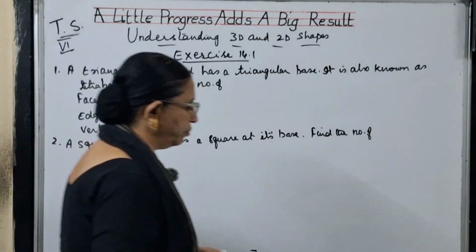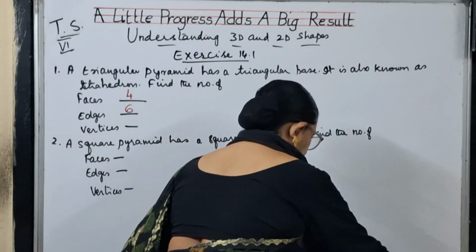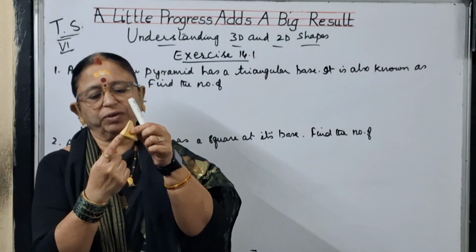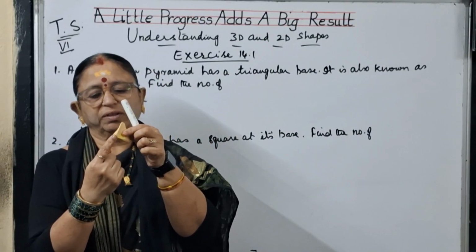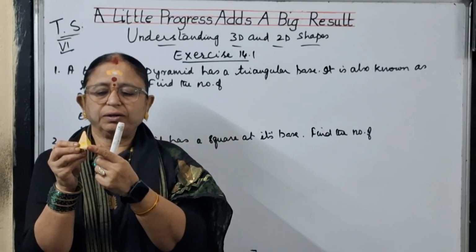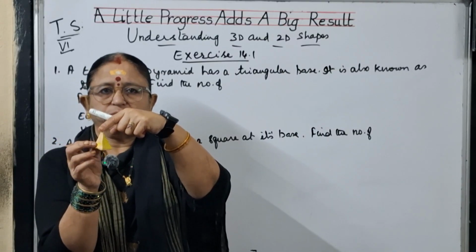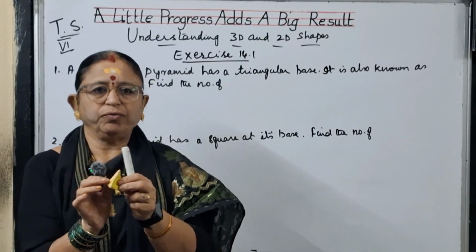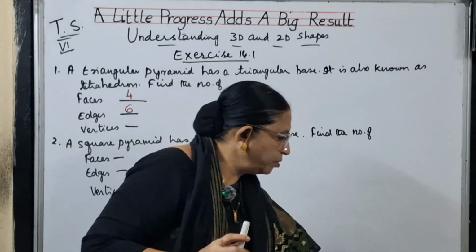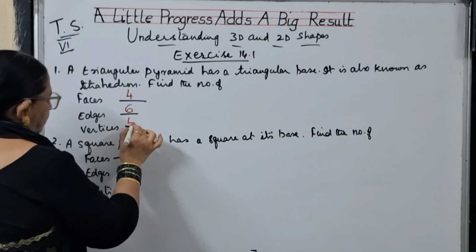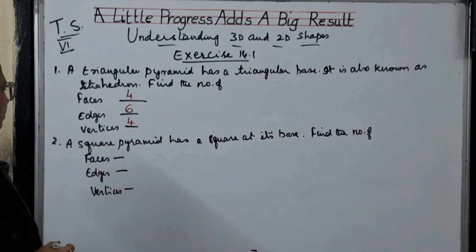And how many vertices is it having? This is called a vertex, children. So this is 1, 2, 3 and the top one, 4. Total 4 vertices are there. So the number of vertices is 4. This is the answer for the first one, children.